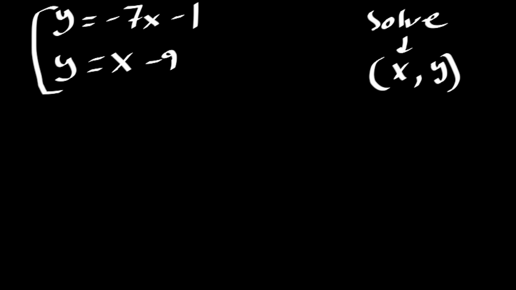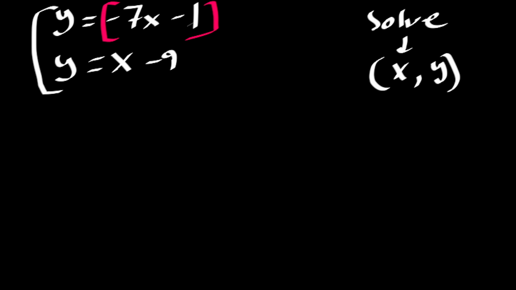So once again, our first step is to isolate an x or a y. But if you notice, both of the y values are already isolated. However, we need to choose one. It's not a requirement to have more than one variable isolated. So let's just say we want to choose the top. So the top y value is isolated, and the y value is equal to this expression, negative 7x minus 1.